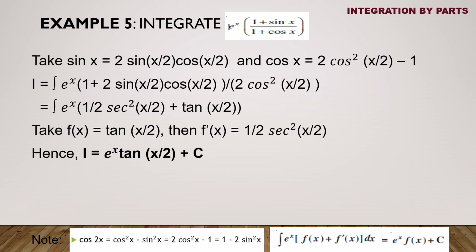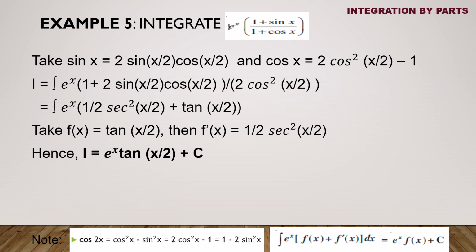Next example, integrate e raised to x into bracket 1 plus sin x upon 1 plus cos x. Now over here, whenever you have functions of trigonometric type, try to apply any of the trigonometric formulas to make it into one particular form. So sin 2x is 2 sin x cos x. Similarly, cos 2x is 2 cos square x minus 1. Instead of 2x, you have x over here. These are the half angle formulas. So sin x can be written as 2 sin x by 2 cos x by 2, and cos x can be written as 2 cos square x by 2 minus 1.